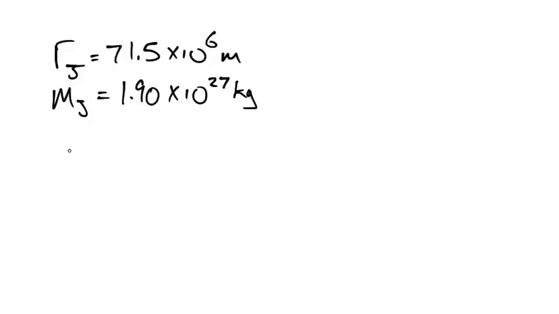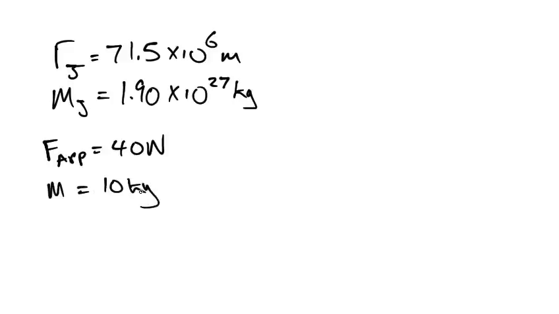Okay, this is a new question, and what we've got is it says that there's a force that is required, a 40 Newton force, so let's write that down. An applied force of 40 newtons is required to pull a 10 kilogram wooden block across with a constant velocity across a glass surface on the Earth. So let's just draw a picture of this.